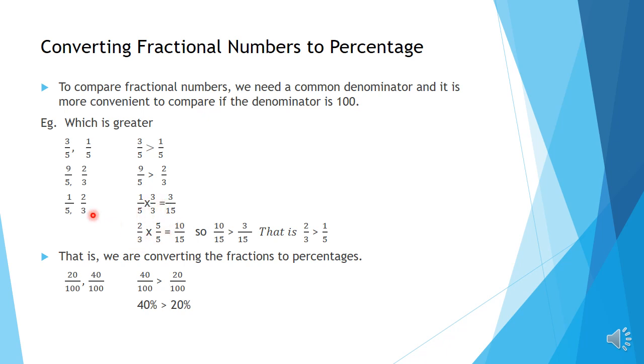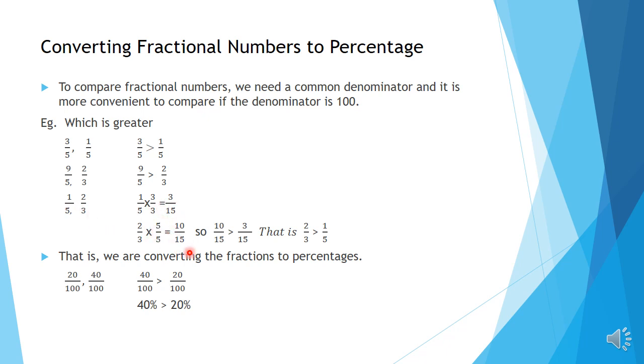Similarly, the next fraction is 2 by 3. This 3, how can we change it to 15? Multiplying by 5. So the fraction we are multiplying by 5 by 5. 2 5s are 10, 3 5s are 15. So 1 by 5 is changed to 3 by 15 and 2 by 3 is changed to 10 by 15.